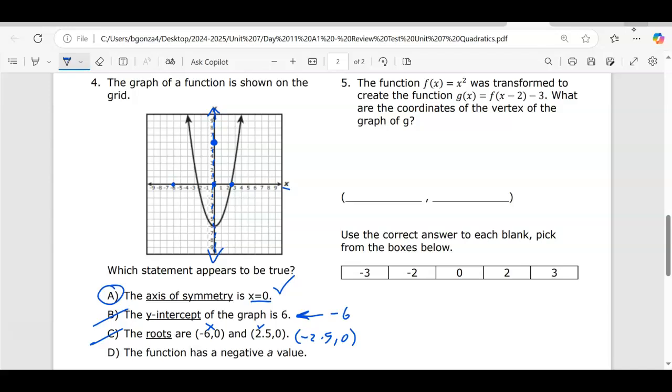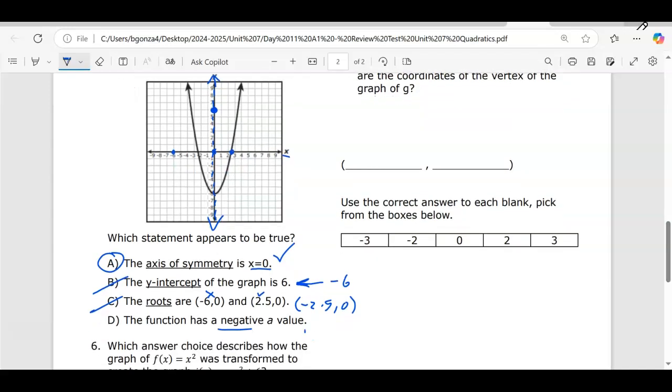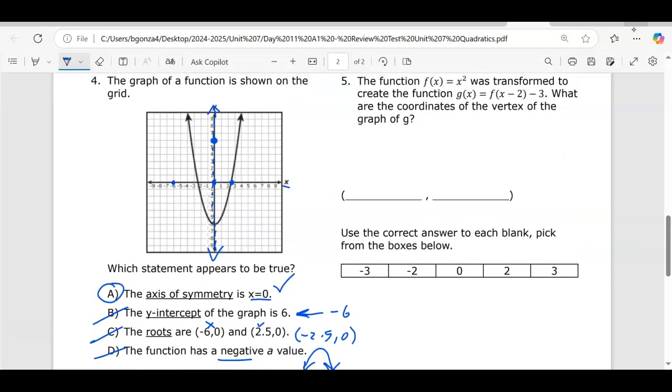And does the function have a negative a value? Remember, negative would make it look like a frown upside down. So nope, has to be a positive a. So always read all the answer choices and pick the best one. Okay. Number 5, the function f of x equals x squared was transformed to create the function f of x minus 2 minus 3. What are the coordinates of the vertex?